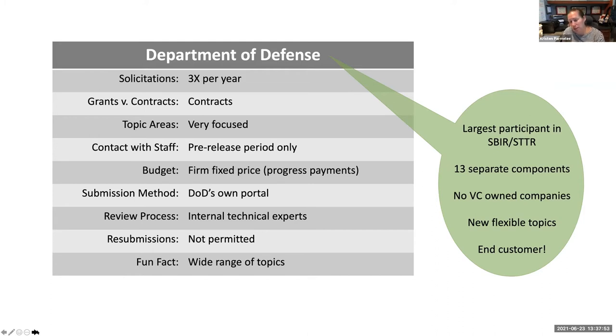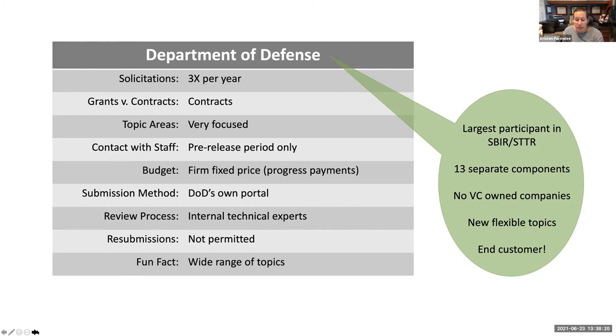The Army is actually the largest funder of breast cancer research in the federal government. So it's not always what you think it's gonna be for Department of Defense. Sometimes there's some real wacky stuff. So anyway, they have 13 separate components. So when we say Department of Defense, we actually mean 13 smaller components like Army, Navy, Air Force, SOCOM, MDA. They do not allow participation by companies who have any VC investment at all.